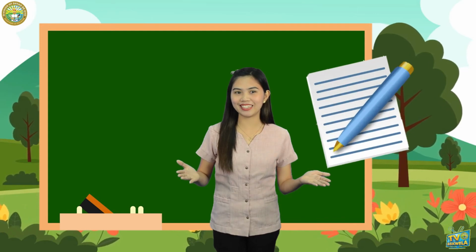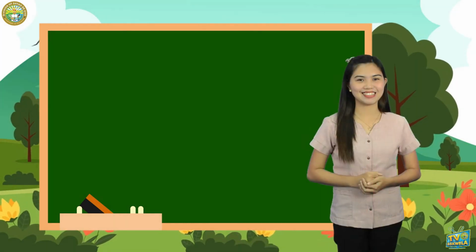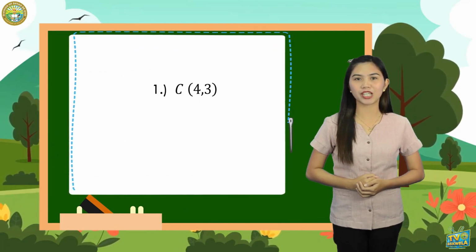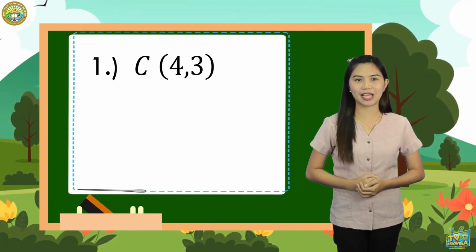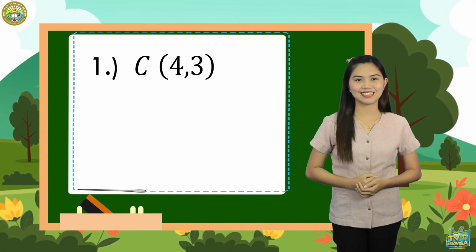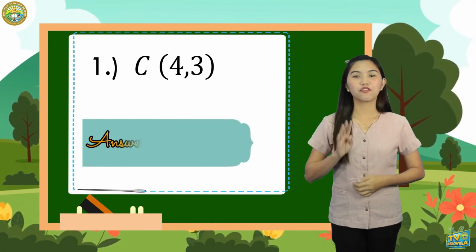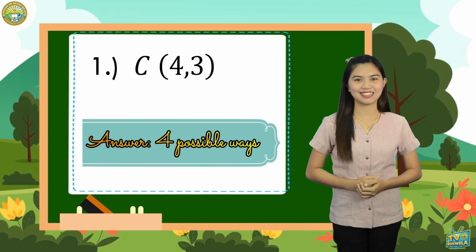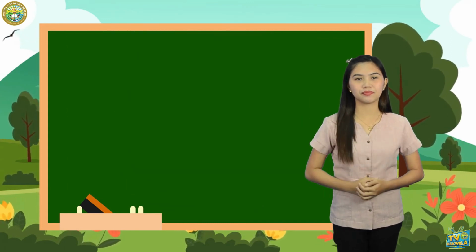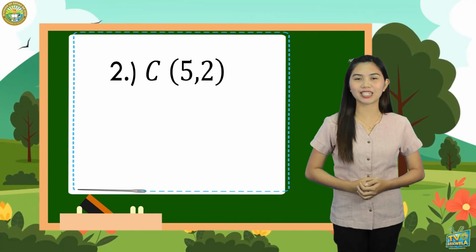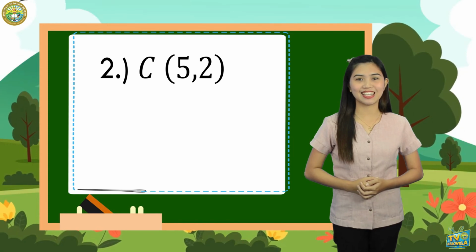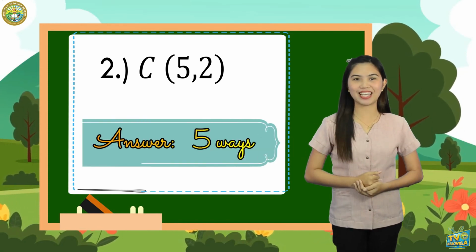Got your paper and pen? Are you ready? Number 1. Combination of 4 objects taken 3 at a time. Yes, 4 possible ways is correct. Number 2. Combination of 5 objects taken 2 at a time. Very good! 5 ways.